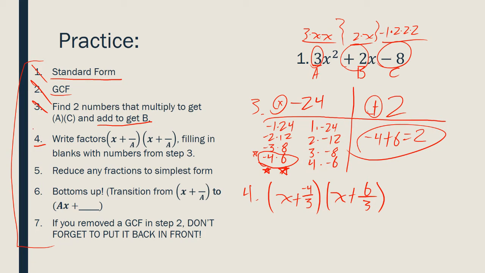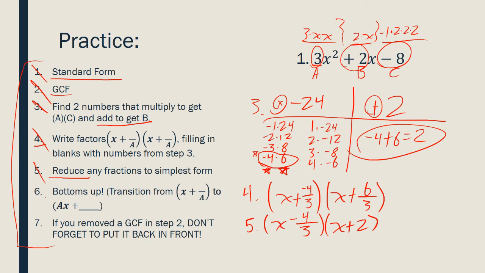Okay, so that's step 4, done. Step 5 says reduce any fractions to simplest form. Well, -4/3, I'm going to go ahead and write this as -4/3 because plus and negative is the same. -4/3 can't be reduced. 6/3, 6 divided by 3, well, that's 2. That can be reduced. So I've reduced all the fractions I can.